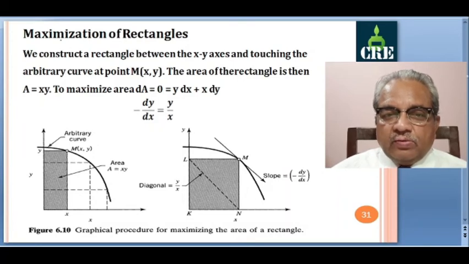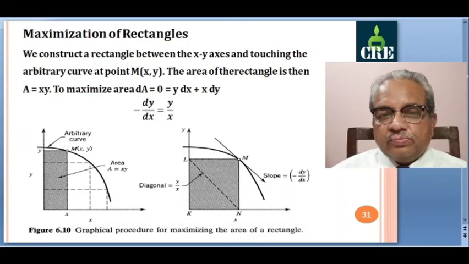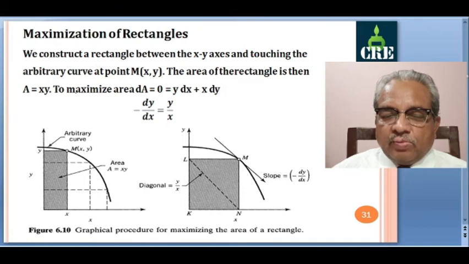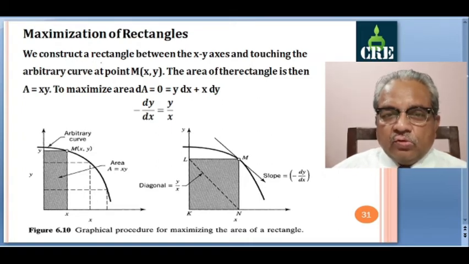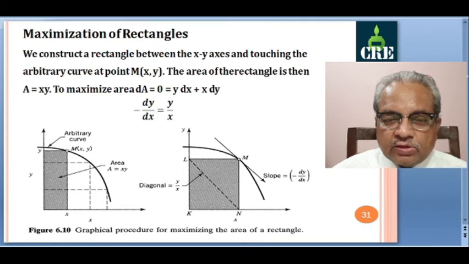So mathematically, what is this minimization or maximization of a rectangle? We want to minimize the volume, so the remaining rectangle we want to maximize. So here we see the maximization of a rectangle. Here on the x and y axes, this arbitrary curve, and some point representing x and y, if you consider this point here.